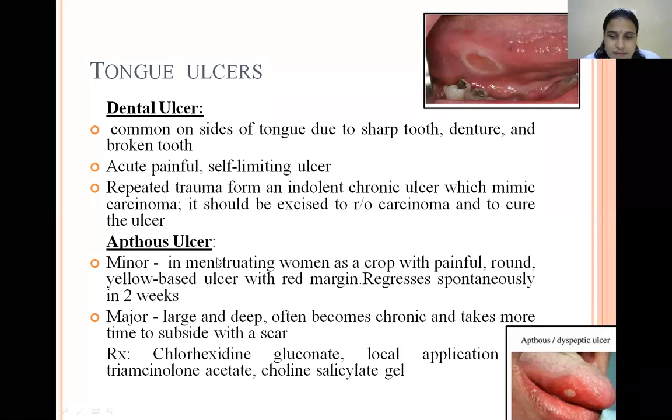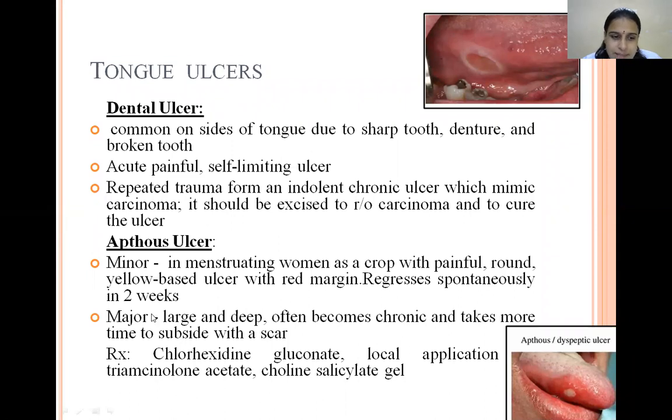Next are the most common aphthous ulcers that we already talked about when we were discussing the buccal mucosa. There are two types on the tongue, minor and major. Minor ones are seen in menstruating women, with a painful brown-yellow based ulcer and a red margin. They regress on their own.